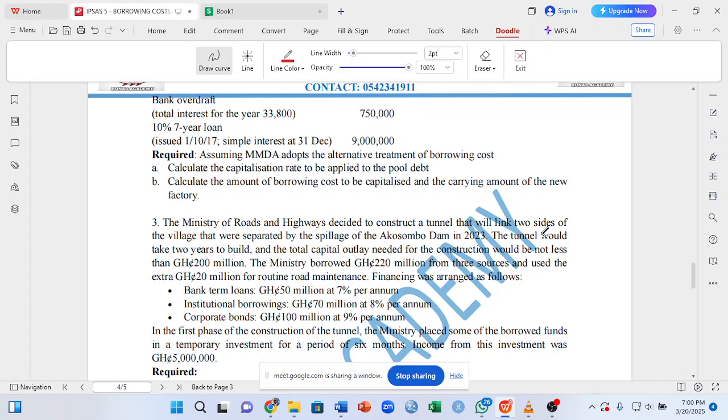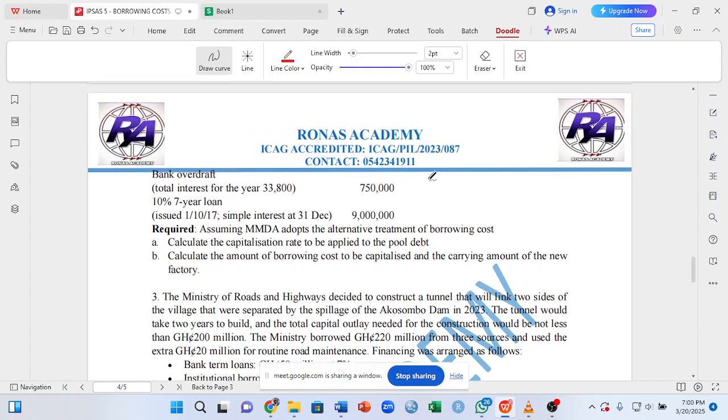Required, assuming MMDA adopts the alternative treatment of borrowing cost. A. Calculate the capitalization rate to be applied to the pool debt. B. Calculate the amount of borrowing cost to be capitalized and the carrying amount of the new factory. Thank you, okay, thank you very much.